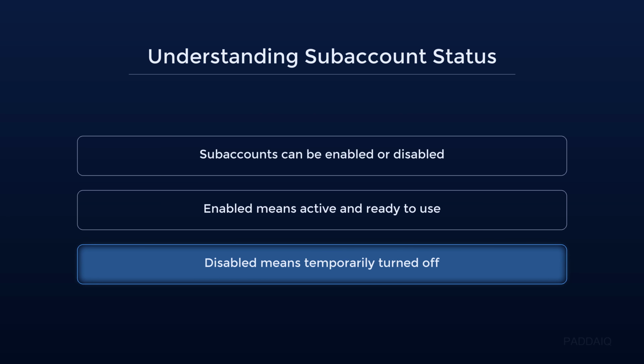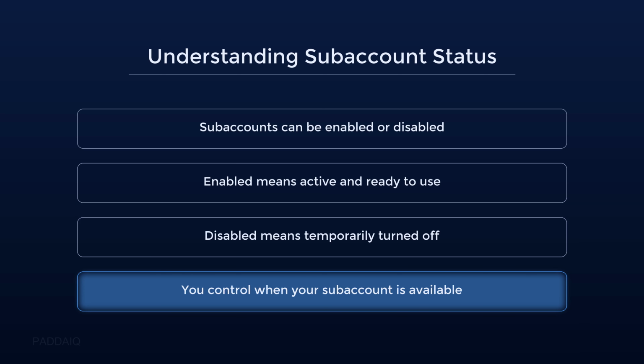Disabled means temporarily turned off. This means your subaccount is inactive but can be reactivated later without losing your settings or data. For instance, you might disable a development subaccount during a company audit. It's a reversible state, not a permanent deletion. Remember, it's just paused, not gone.